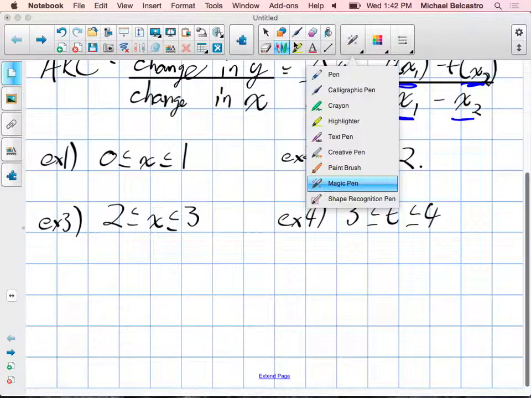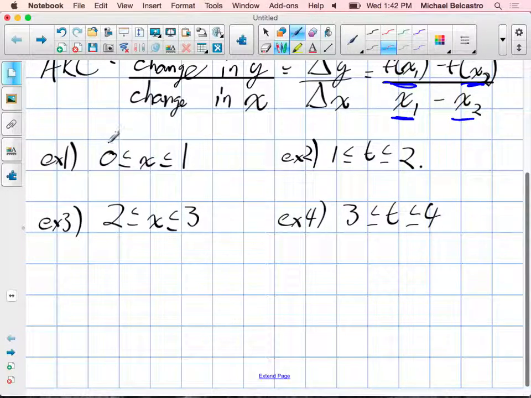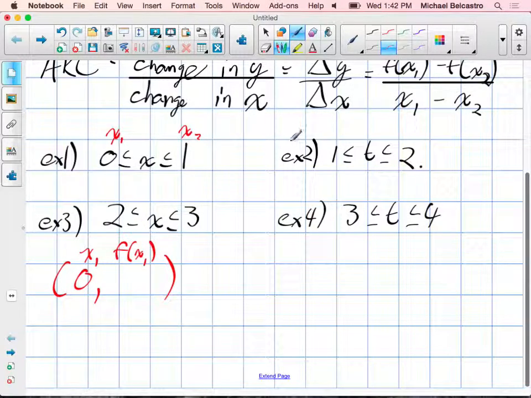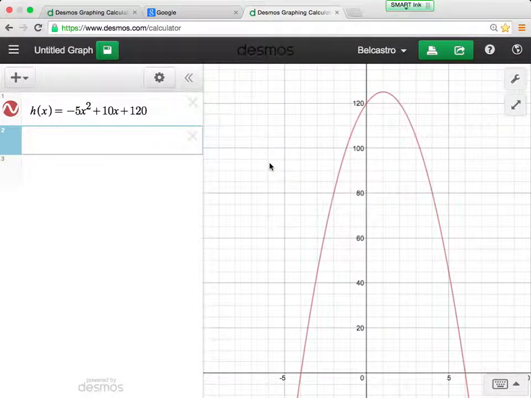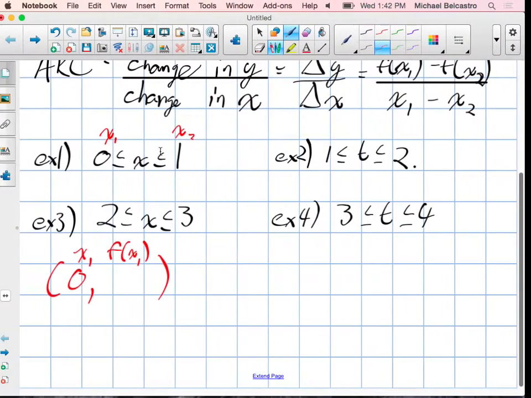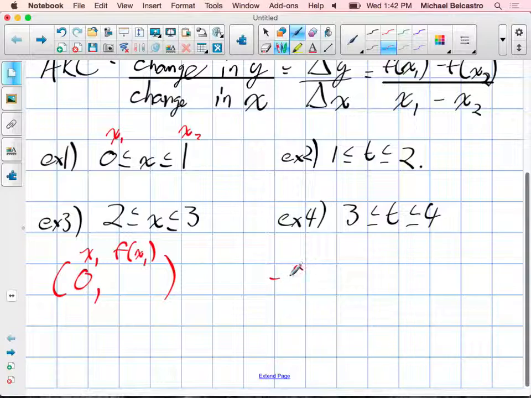So the very first one, we're going to set up a coordinate. We know our first x coordinate. We'll call this our x1 and our x2. The first coordinate we're going to be using is 0 for x1, and our f at x1, which is essentially our y value, we need to solve using, I should have written the equation over here, I'll write it in, using this equation we have, okay, negative 5x squared plus 10x plus 120. So let's write that in. Negative 5x squared plus 10x plus 120, okay? So this is our f at x1.